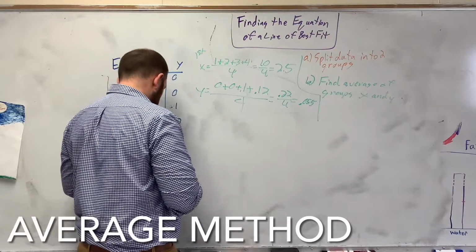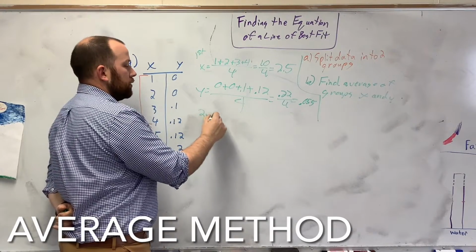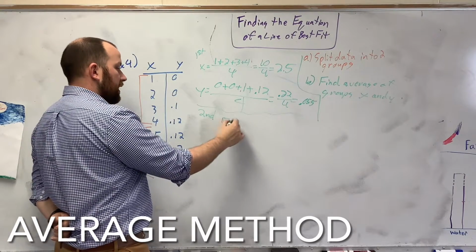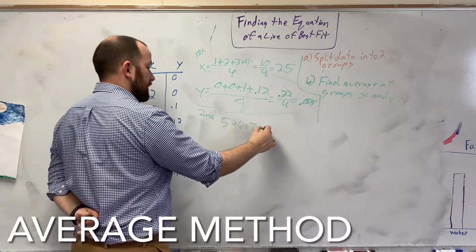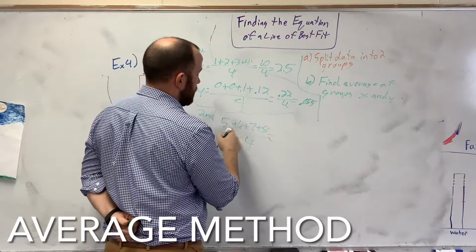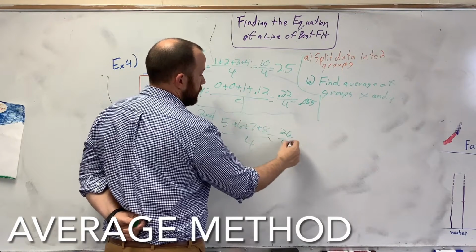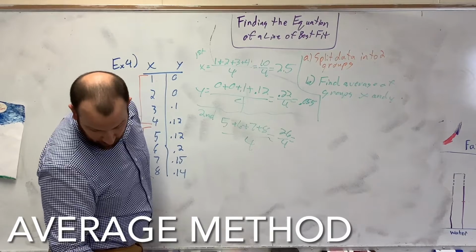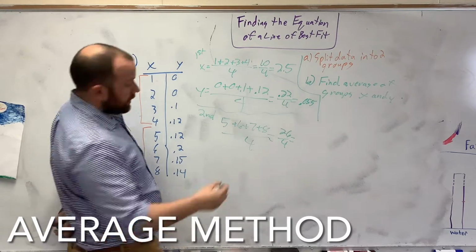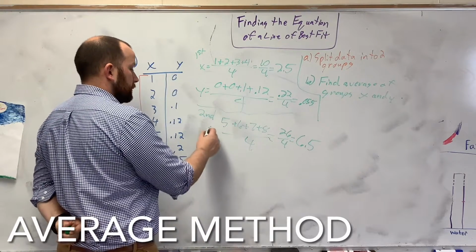Now I'll keep with this color, why not? The second group: I add up all the X's, so 5 plus 6 plus 7 plus 8, all divided by 4. That's why it's called the average method, you find the averages. So that's 11, 18, 26 over 4, which is 6.5. I could have done that in my head. Those are my X's.